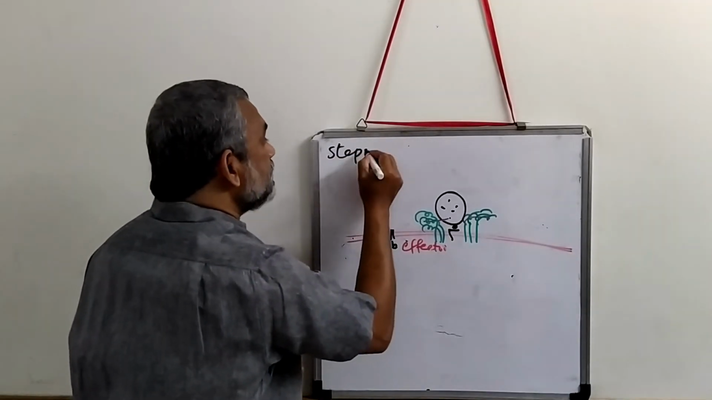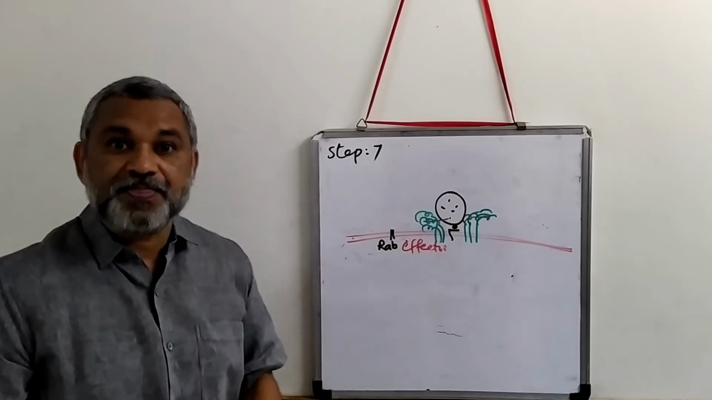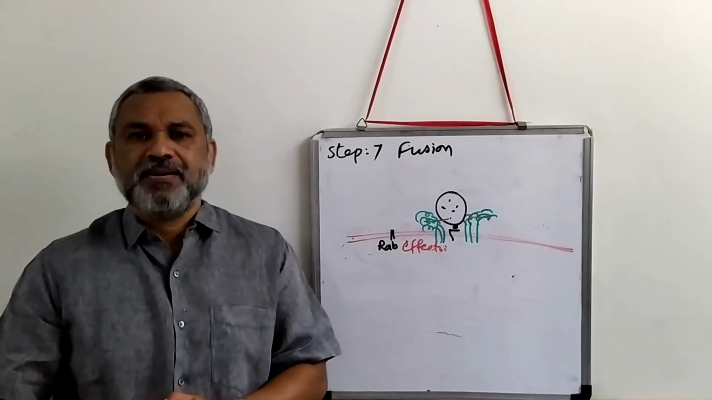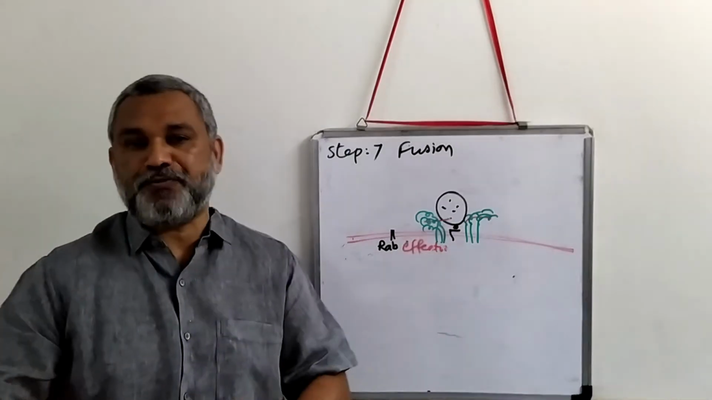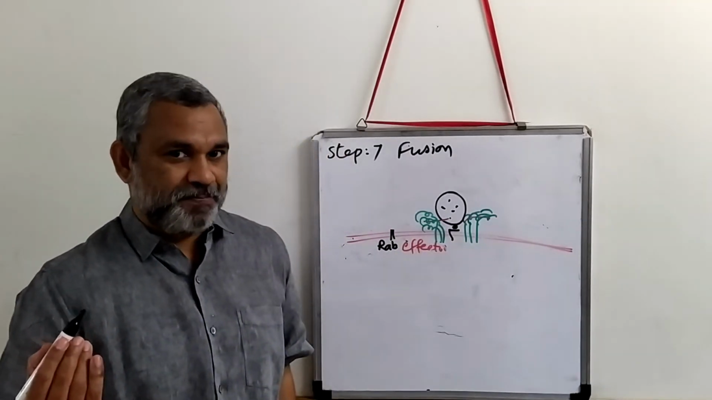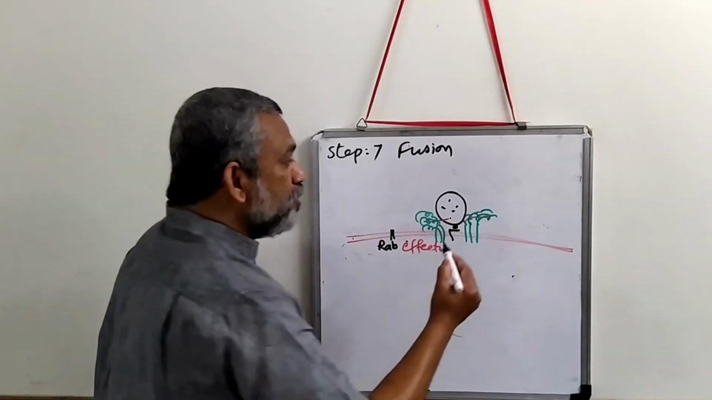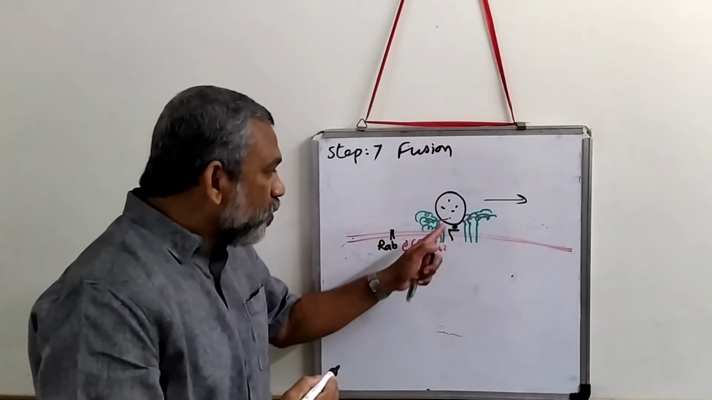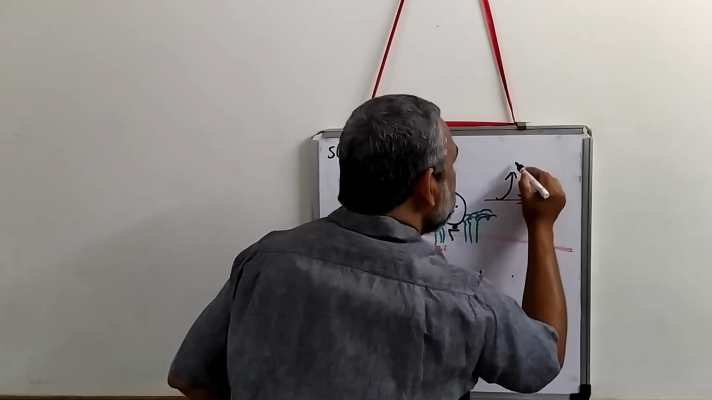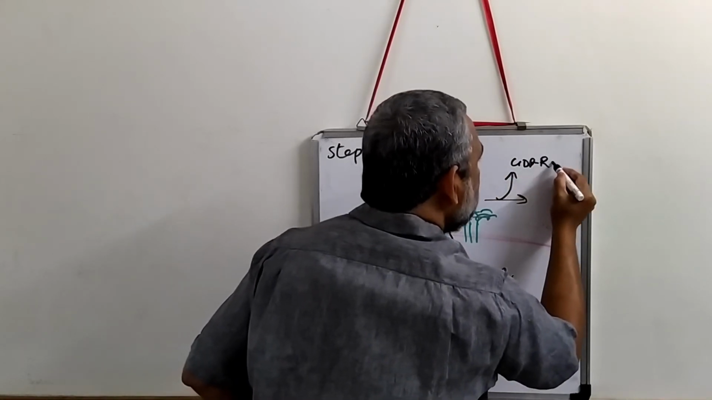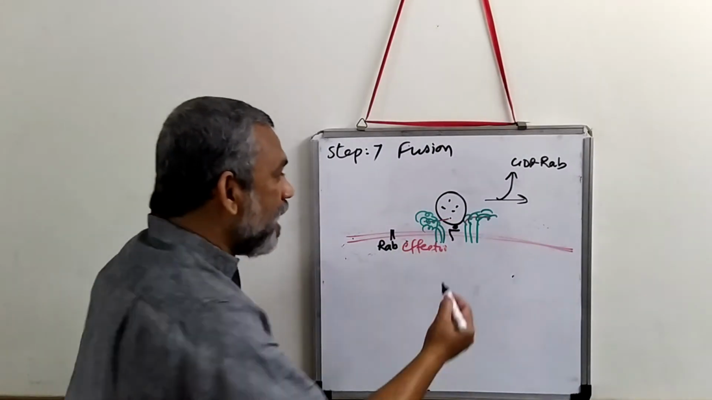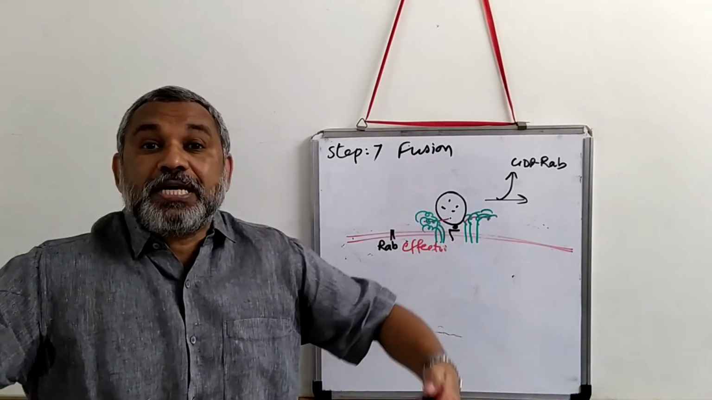The next step is step number 7, that is the fusion. In order to have the fusion, the Rab proteins must be removed. Then only fusion can occur. Now, in order to remove the Rab protein, which is GTP bound, the GTP is removed, so GDP bound Rab is removed. So the whole thing gets dissociated, and therefore it will promote the merging.